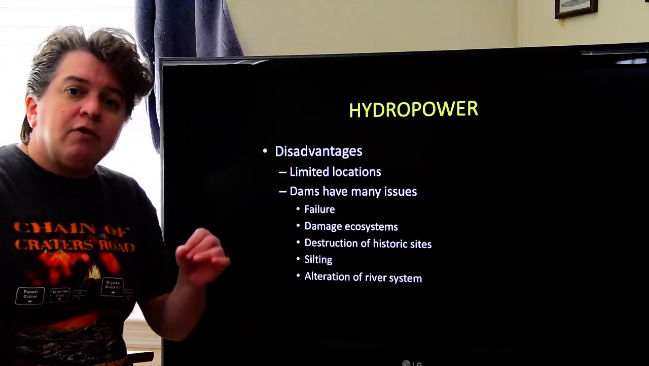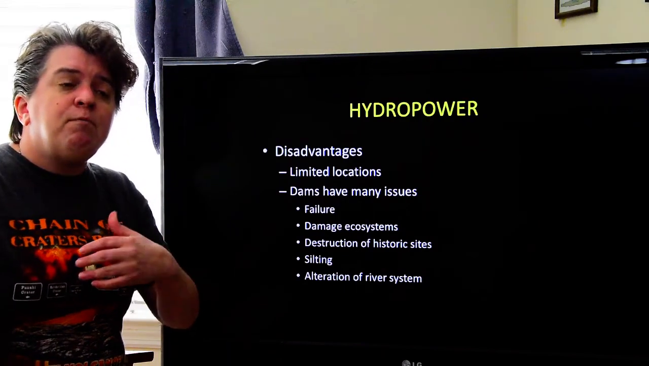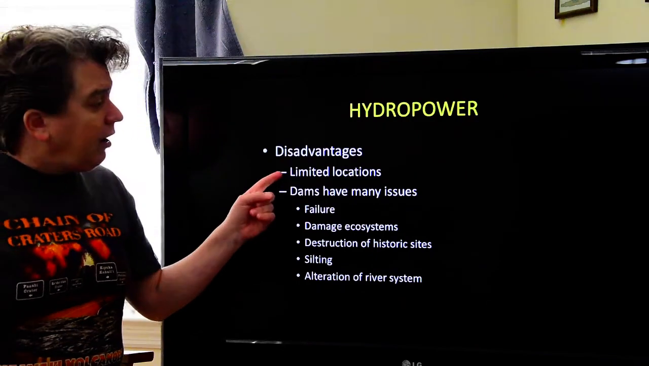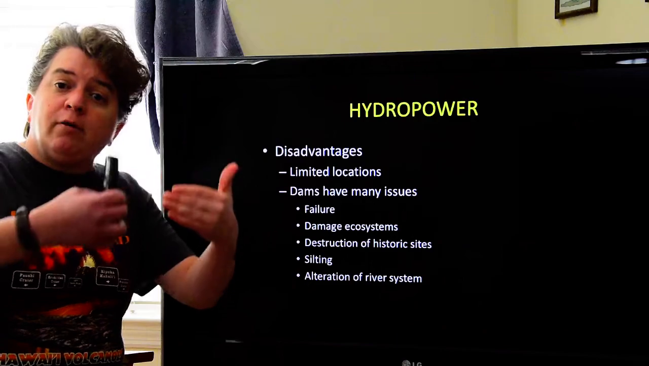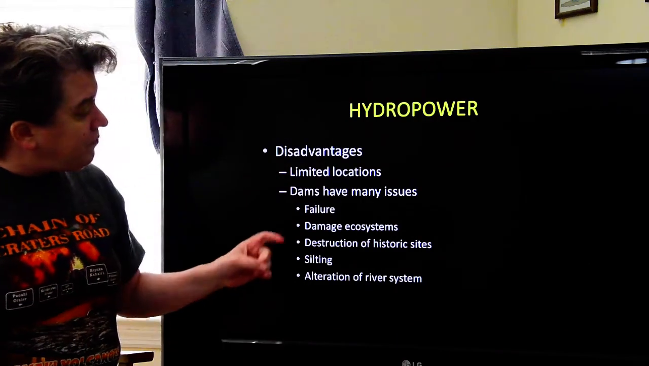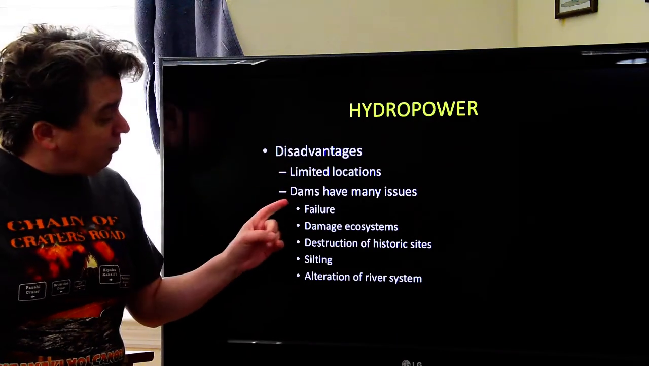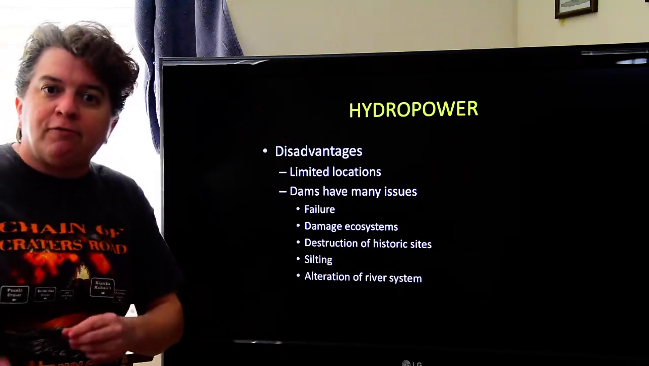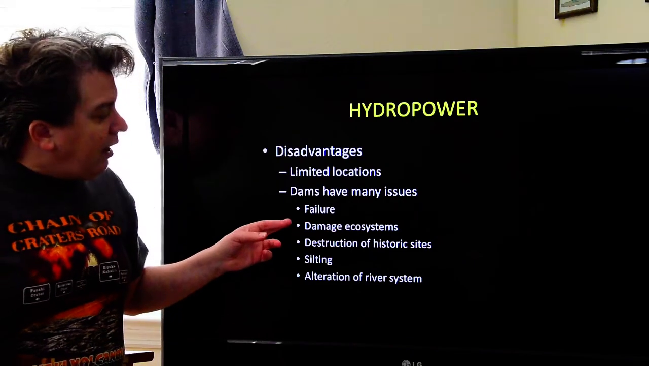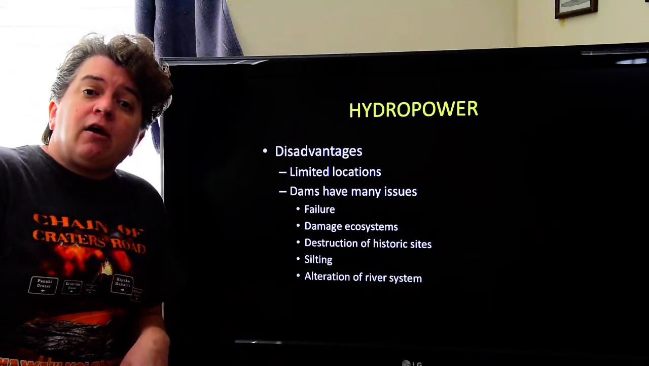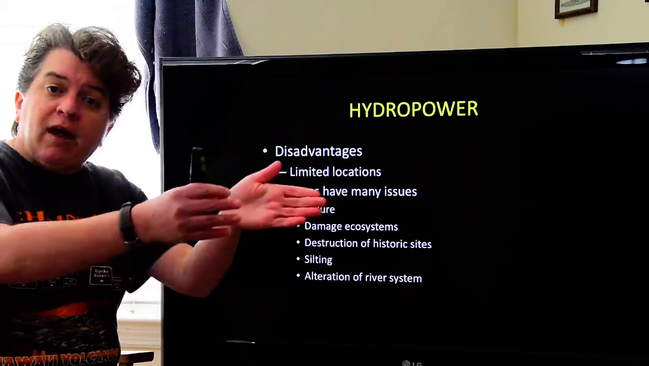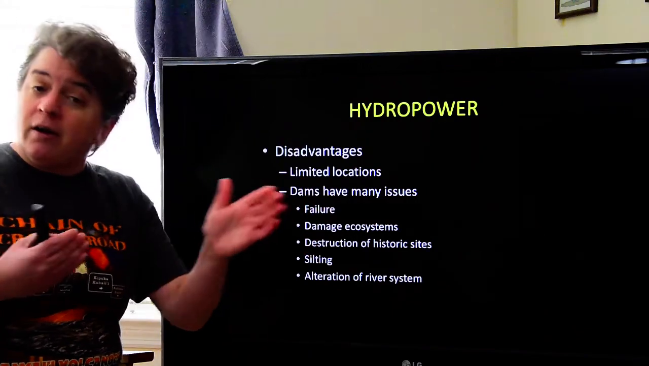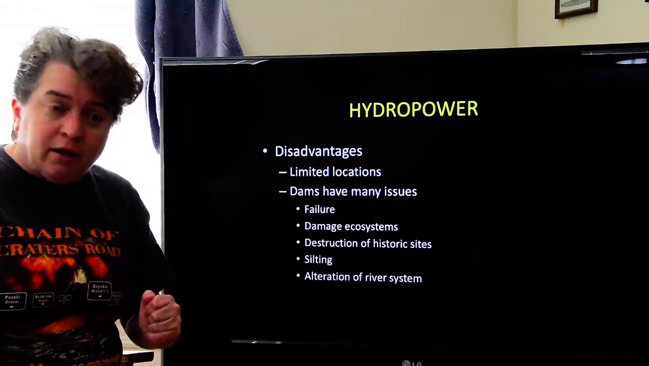But installing dams in places has many far-reaching effects that should be considered. You have limited locations where you can build an effective and safe dam. Dams themselves are prone to failure, which can end up killing many people if you have this massive flood when a dam breaks. Dams are known to damage ecosystems because you're changing from having a stream ecosystem to a lake ecosystem. And there's organisms that don't like that change.